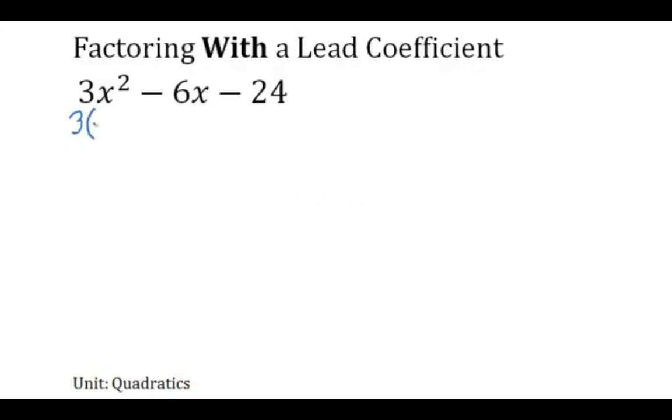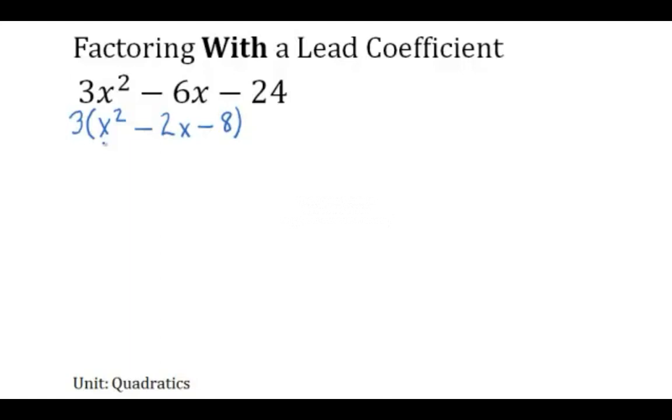And when we're factoring out, what we're really doing is dividing. So 3 divided by 3 is 1, or 1x squared, or just plain old x squared. 6 divided by 3 is 2, so minus 2x. And then finally 24 divided by 3 is 8, so minus 8. Now we have a quadratic trinomial inside the parentheses here that does not have a lead coefficient, which makes the next step a little bit easier.